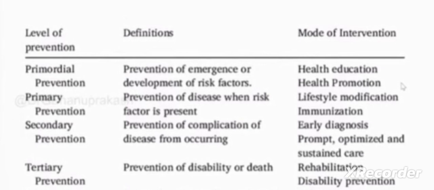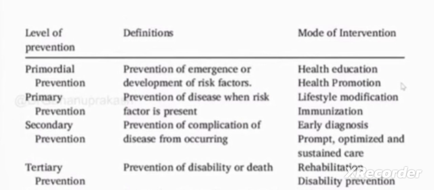In primary prevention, prevention of disease when risk factor is present. Here there is risk factor for the patient. For example, if the patient has the habit of smoking or drinking alcohol, the patient is more prone to get some disease like lung cancer, or in case of alcoholism there may be chance for liver disease, etc. So risk for disease is present here. We are trying to prevent that disease.